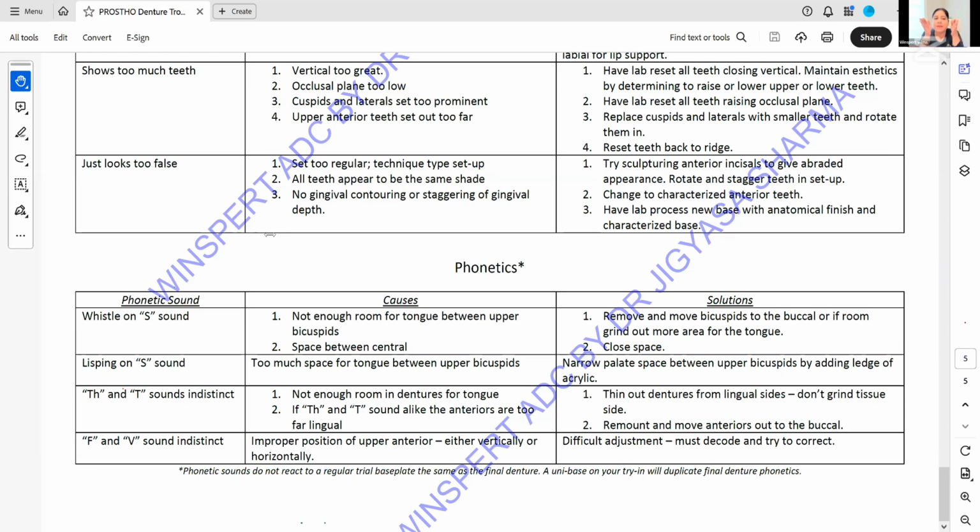Whistling is when teeth are too narrow. So bicuspids are placed too much towards palatal. And lisping is when the bicuspids are placed too much buccal. To balance that, in whistling, you will take them slightly buccal. And for lisping, you will take them slightly palatal. Navneet, I hope that's clear now. And you can completely visualize it.